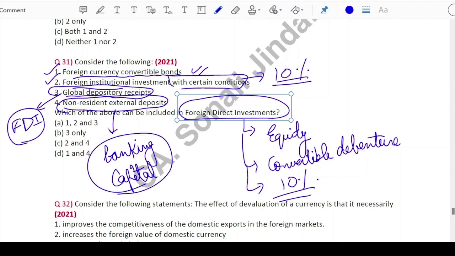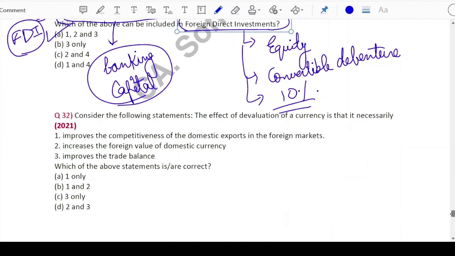It means jo NR deposit karte hain Indian banks mein. For example, in HDFC. So answer is A. 1, 2 and 3.